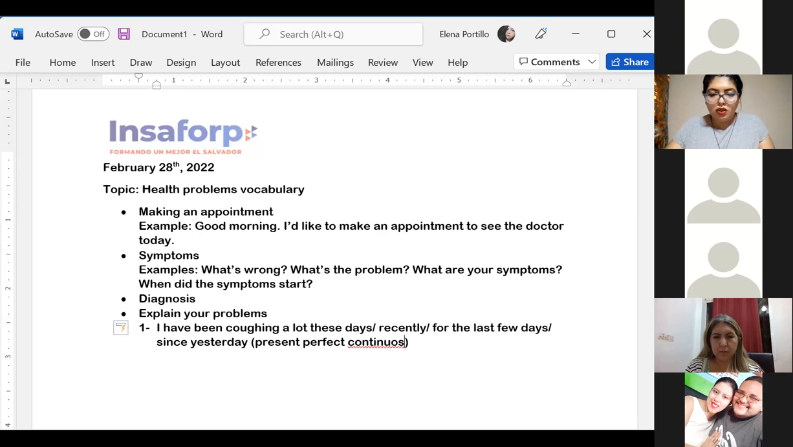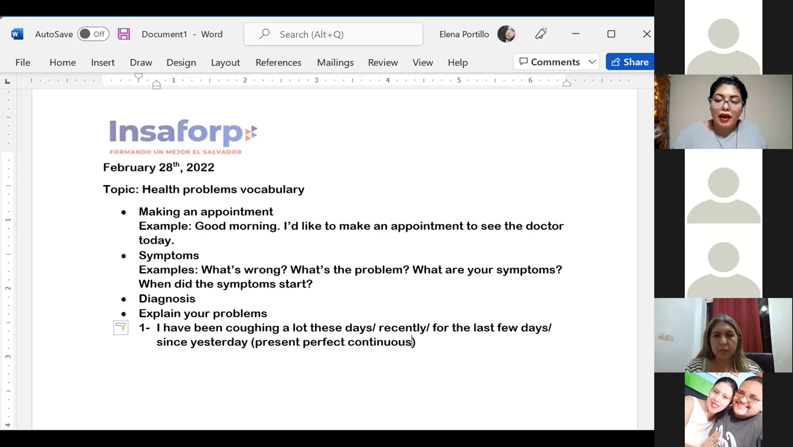Estamos utilizando estructuras para hablar de nuestros problemas de salud. I have been coughing a lot these days. Maybe recently, for the last few days, since yesterday. But the structure is the structure for present perfect continuous. That is, I have been. That is the structure, have been, plus the ing form of the verb.